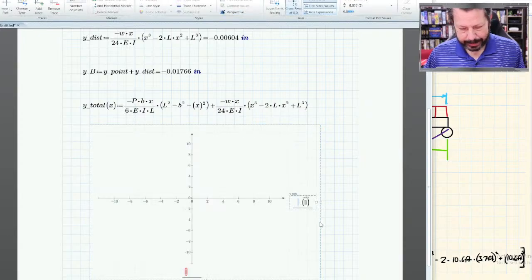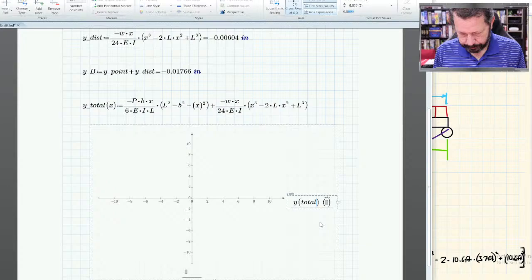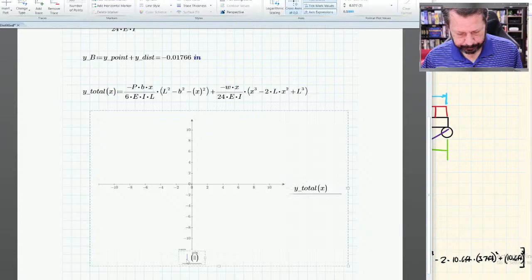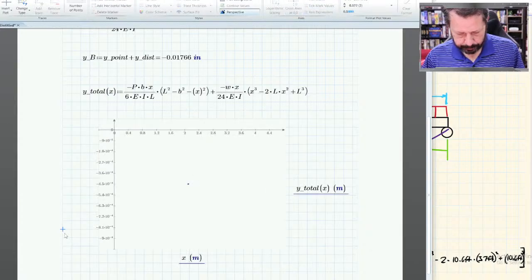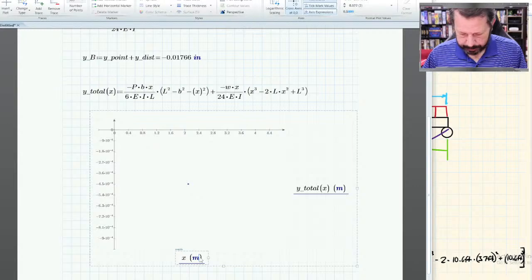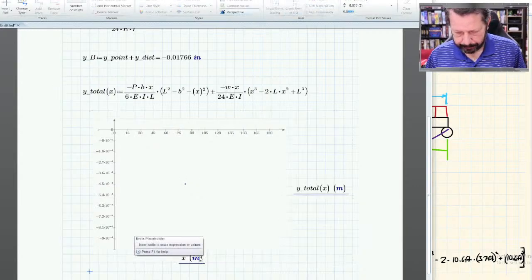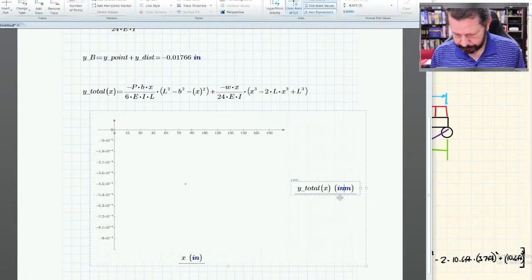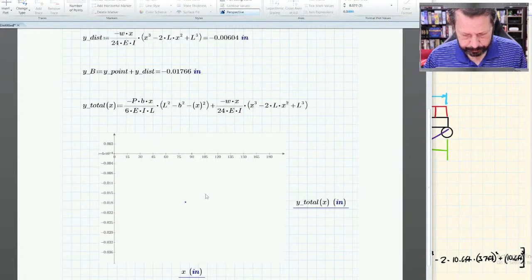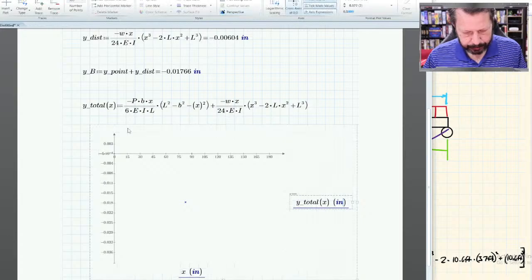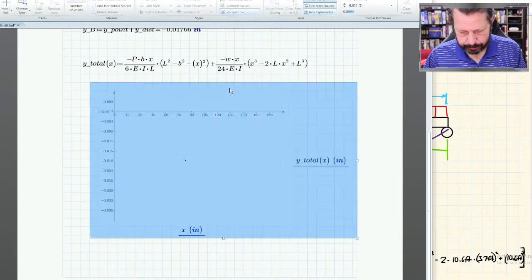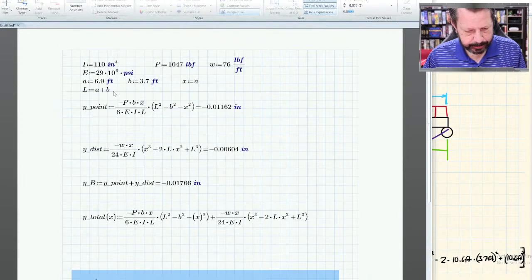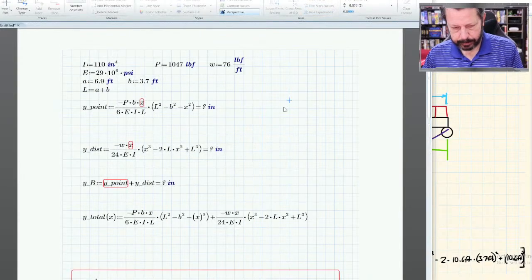And this will be y total of x. Oh, wait. There we go. And this will be x. Let's make it in inches. Why does it only give me 1 point? Oh, because I've got x defined up here. There.